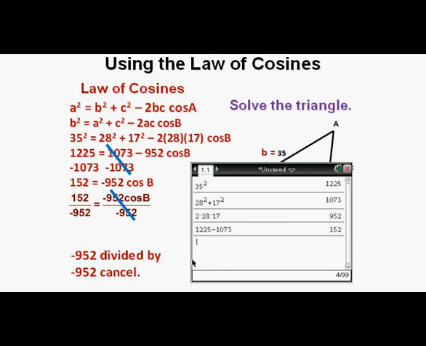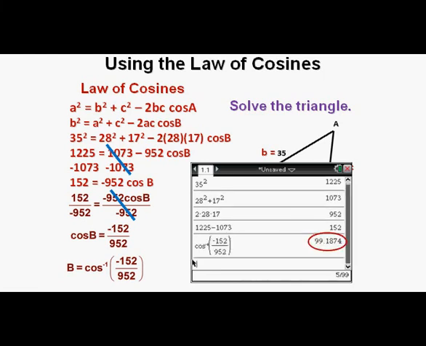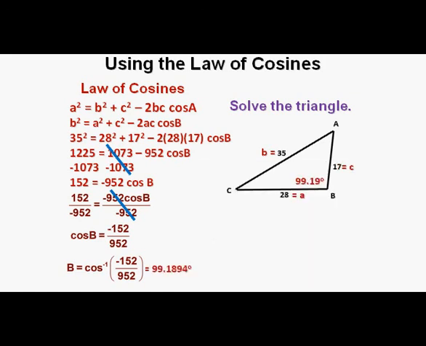We have cosine B equals negative 152 divided by 952. So angle B equals the inverse cosine of negative 152 over 952. And using the calculator, angle B is 99.19 degrees rounded to the nearest hundredth place. And so we label the angle on the diagram. Now I'll answer Justice's question about her angles not working out.